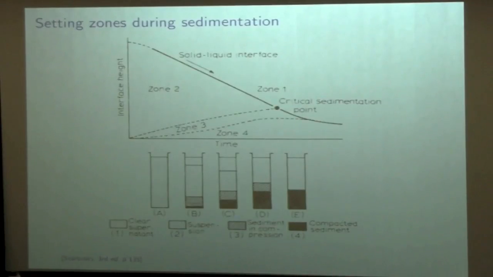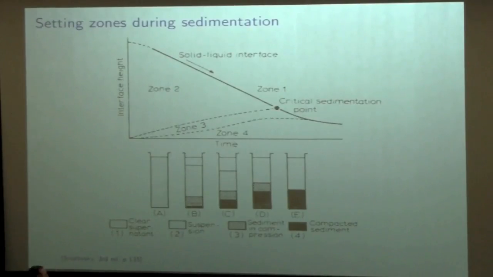Let me actually go through this slide before we start the exercise, as that will help get everyone to the same point. When we're doing these lab experiments, we're filling this cylinder, A over here, with the material we wish to settle. And it's uniformly mixed at point A in time. That's called the suspension. So it looks cloudy.